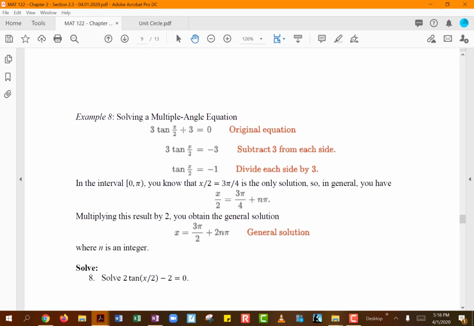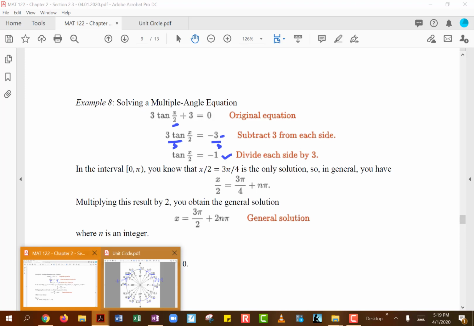Alrighty. So just another example to look at these multiple angle equations. So instead of having something like 2t or 3t, you are now given x over 2 as your multiple angle. So in this example, we have 3 times tangent of x over 2 plus 3 equals 0. So again, start by moving the 3 to the other side, and then we'll divide everything by 3, which will end up leaving us behind with tangent of x over 2 equals -1.